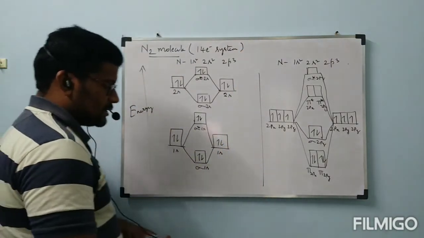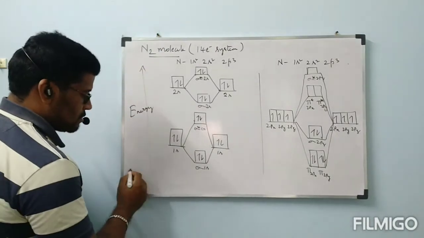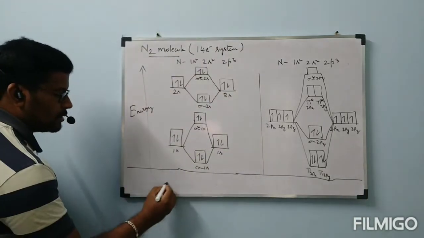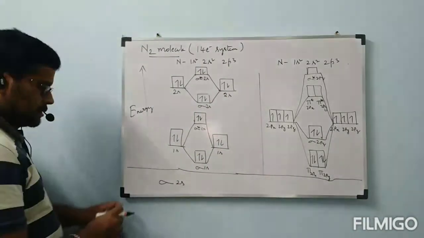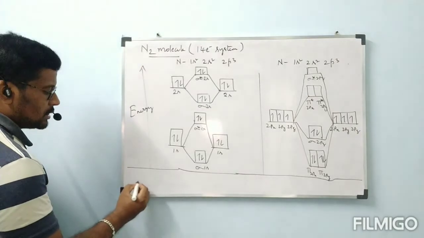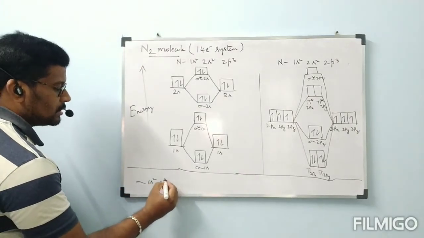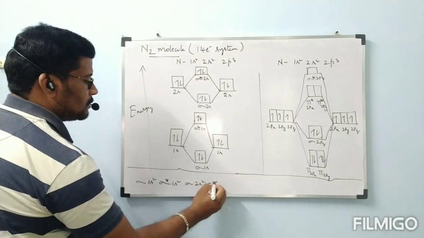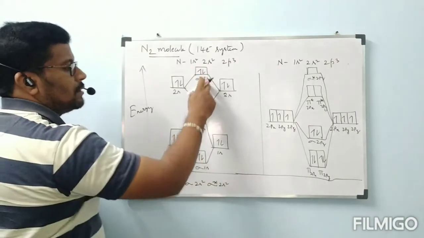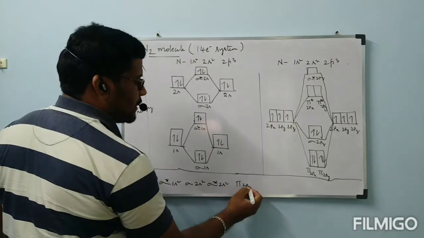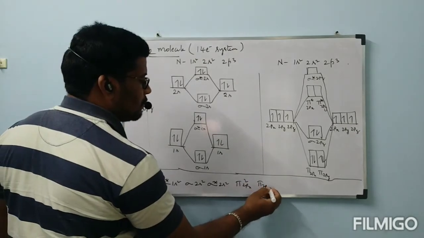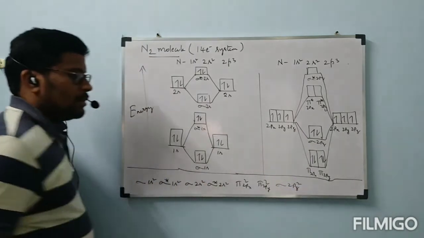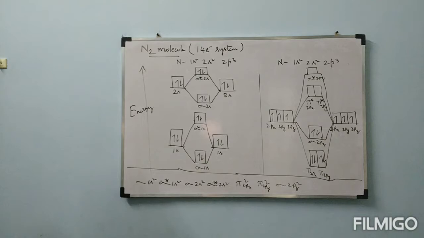Electronic configuration is sigma 1s2, sigma star 1s2, sigma 2s2, sigma star 2s2. Next, pi 2px2, pi 2py2, sigma 2pz2. This is the electronic configuration of the N2 molecule.